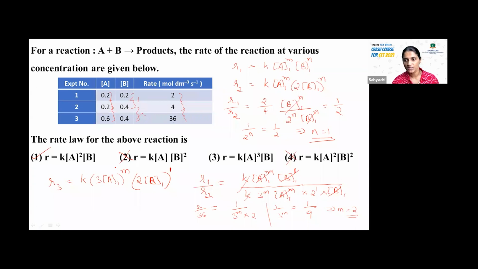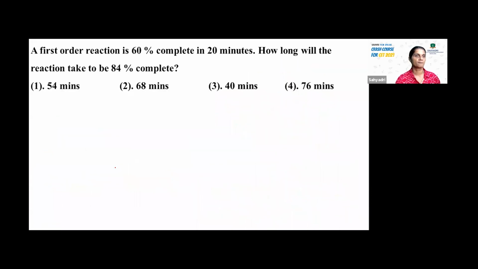Now you try to solve this type of question. You may get it in the previous year question or somewhere. Okay. So you try to solve this type of question, you will get it clear. Next question.